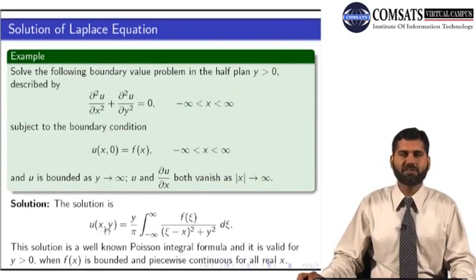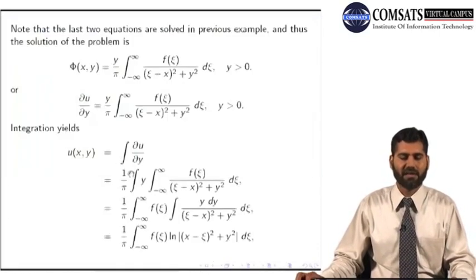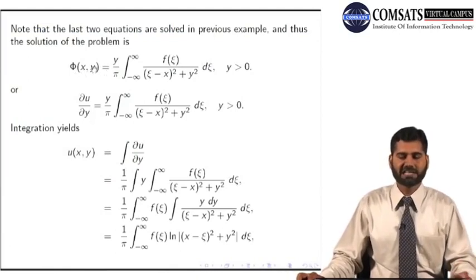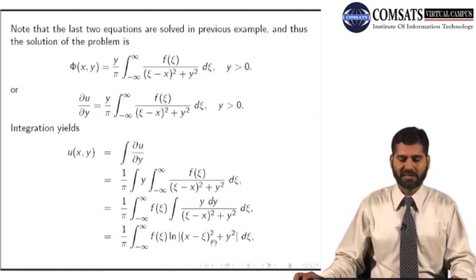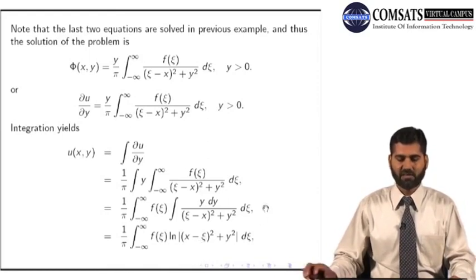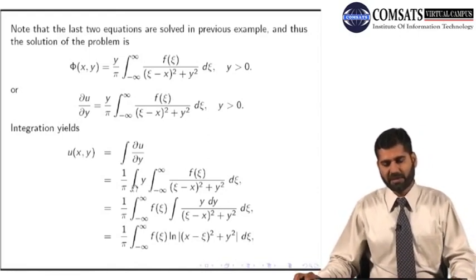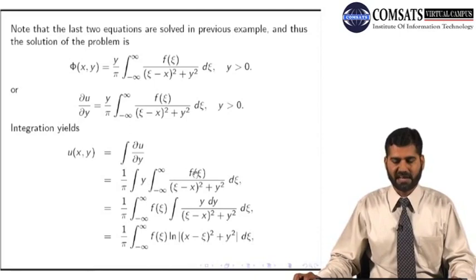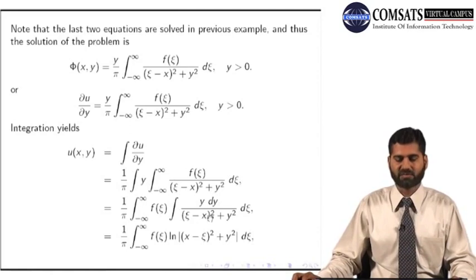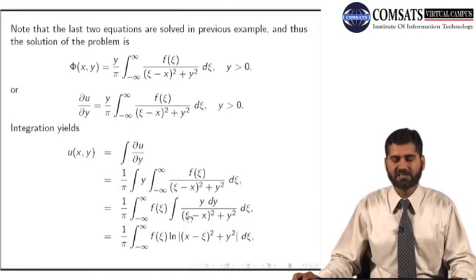But this will not be a solution for u, this will be a solution for phi. So our phi is this, but phi is partial u by partial y. Now I can integrate this with respect to y to get my u. So u is the integration of partial u by partial y. Because this is the integral with respect to y, I can bring it inside: y f of xi divided by this whole thing, and the integral of y over (xi minus x) square plus y square is nothing but the log of this denominator.